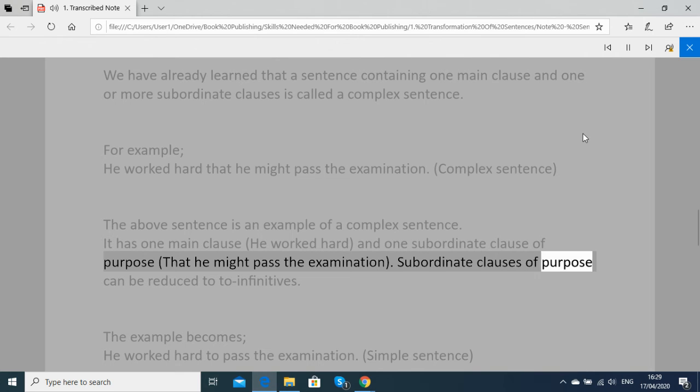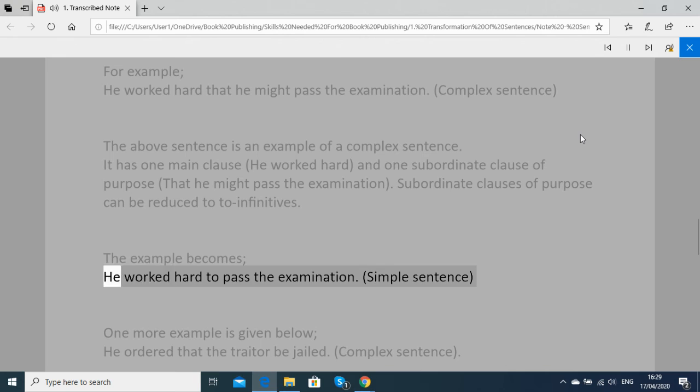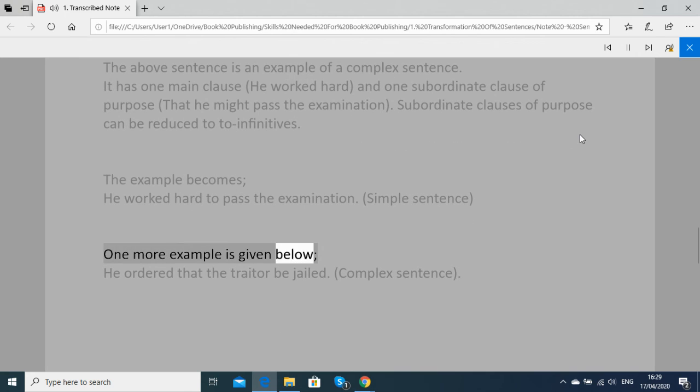Subordinate clauses of purpose can be reduced to infinitives. The example becomes, "He worked hard to pass the examination." Simple sentence. One more example is given below, "He ordered that the traitor be jailed."